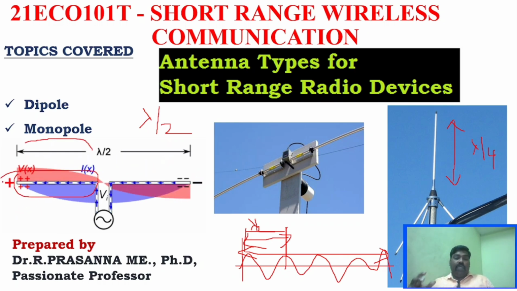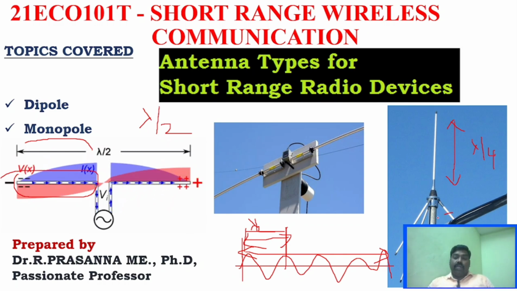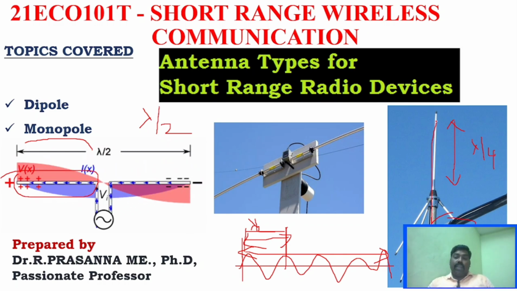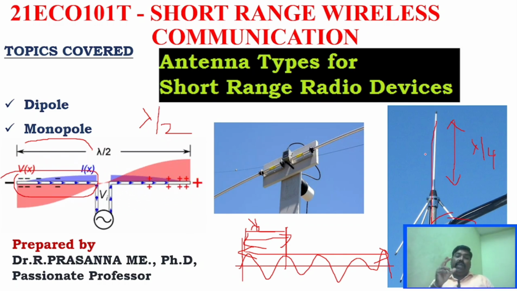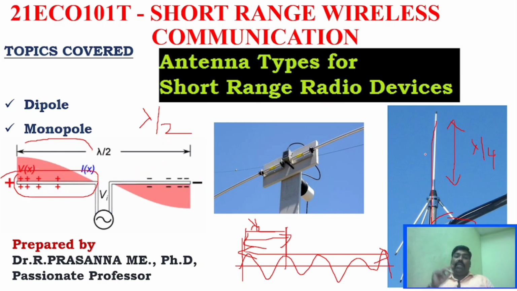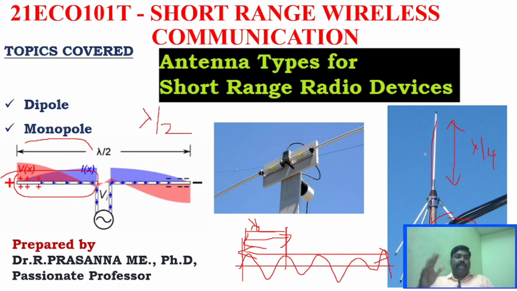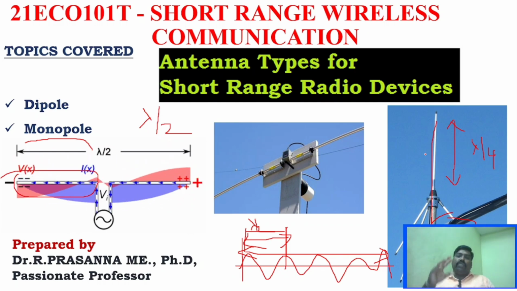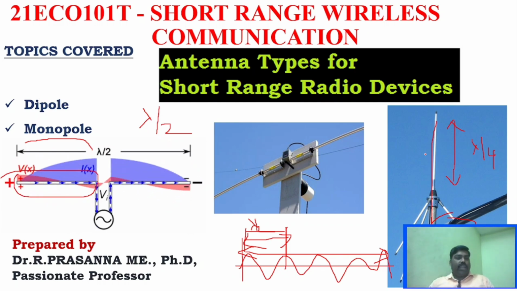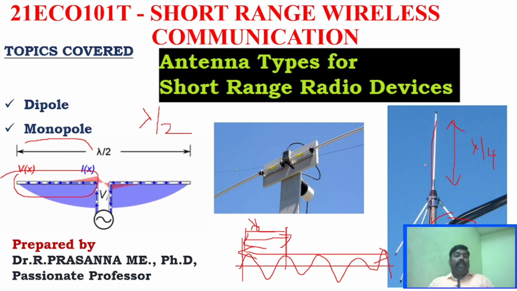And we can have a ground. You can see here there is a ground terminal, which is connected to only one element. So if instead of two elements, you use only one element, that is called as monopole, as simple as that. And the size is lambda by 4. Most of the short range devices will have this monopole antenna. You will see the features of dipole antenna.